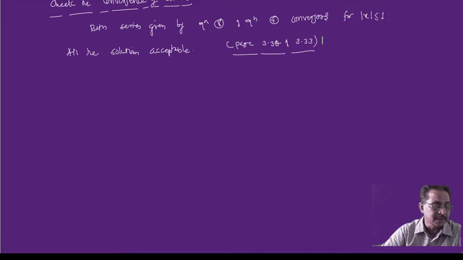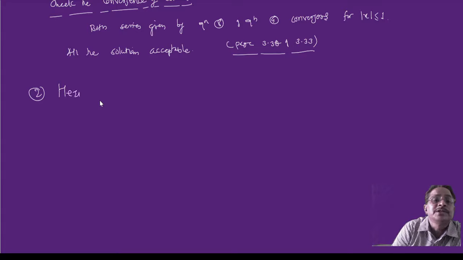So now the next title, Hermite's differential equation. This is the second. Now we are familiar with the method, and we are going to use this method here. So, Hermite's differential equation.